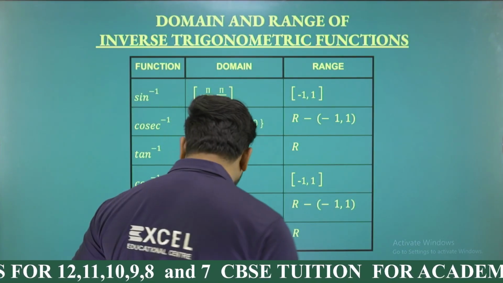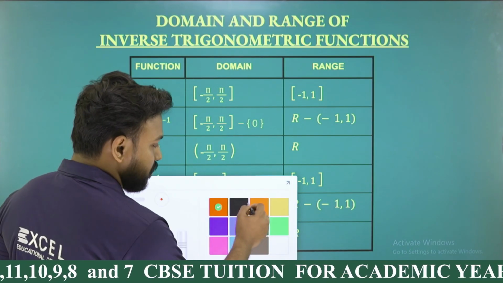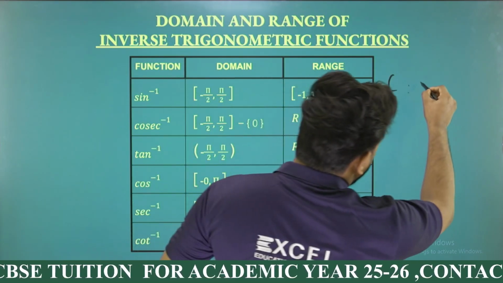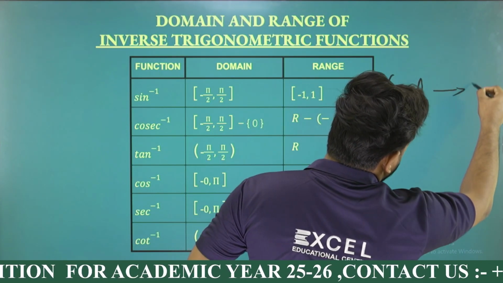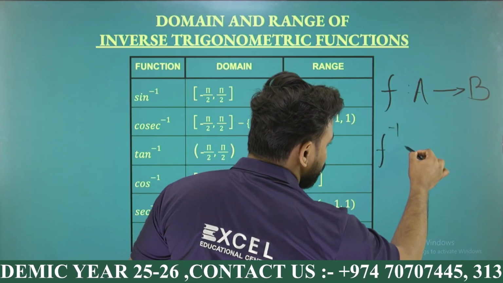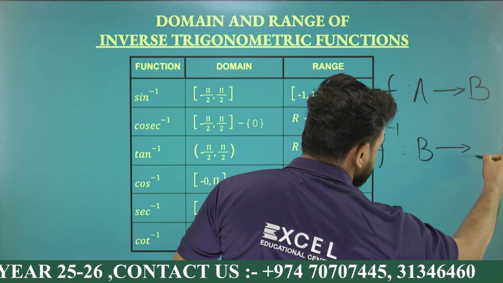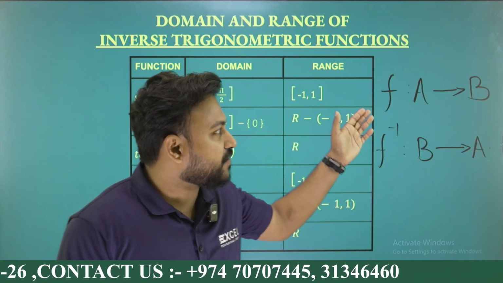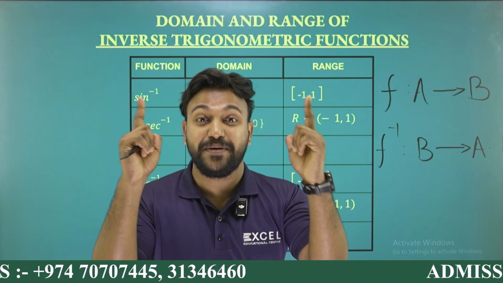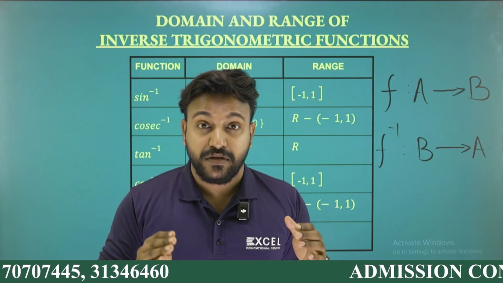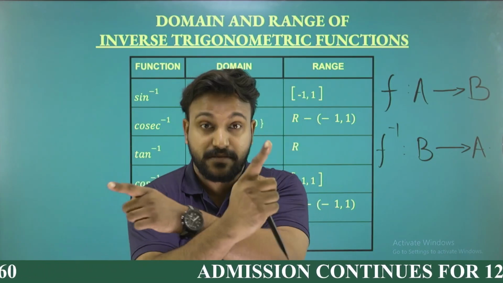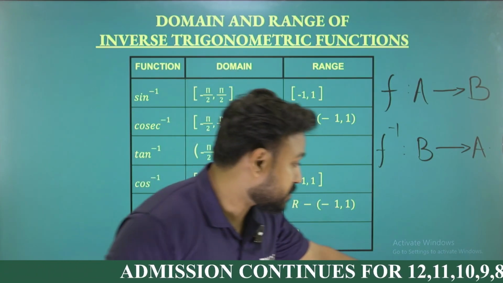Listen, usually if there is a function, the domain of the function is A and the range is B, okay? And F inverse will be what? B to A. So listen very carefully, if a function is from A to B, then F inverse will be from B to A. The domain and range will be swapped. So for an inverse trigonometric function, the domain and range of the trigonometric function should be swapped. That should happen, but there is a small catch.